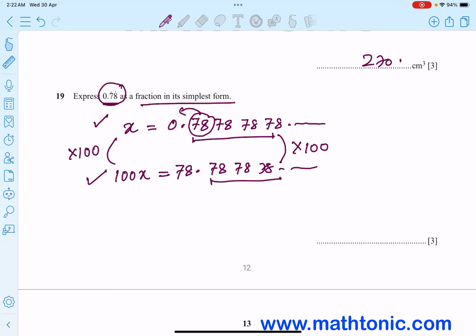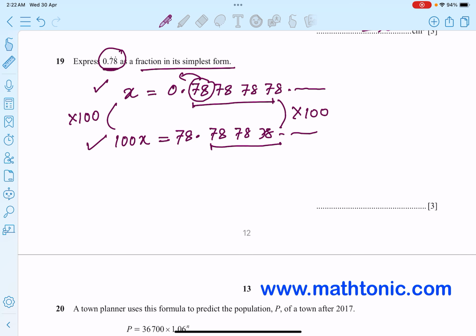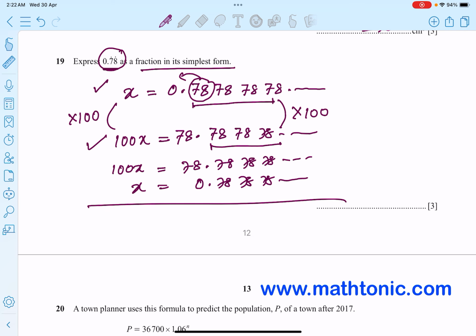So we can subtract and cancel this out. How? I'm telling you, I'm writing this again. 100x equals 78.787878, and x equals 0.7878 and 78 like this. Now please subtract these two equations. So 100x minus 1x becomes 99x, that equals, and these decimal values are exactly the same, so we can simply make it 0, and 78 minus 0 equals 78.